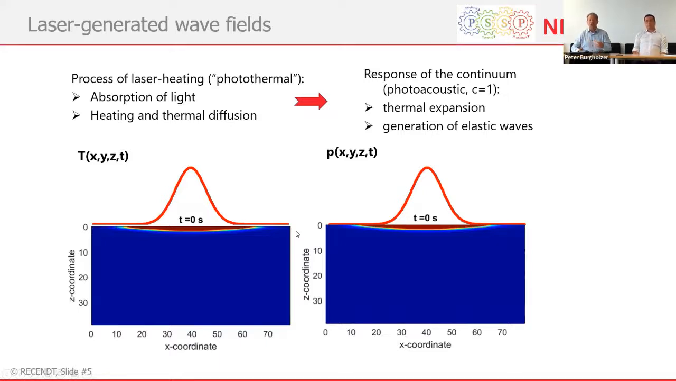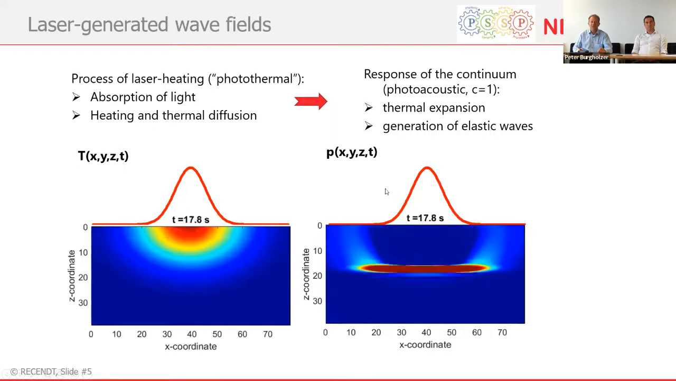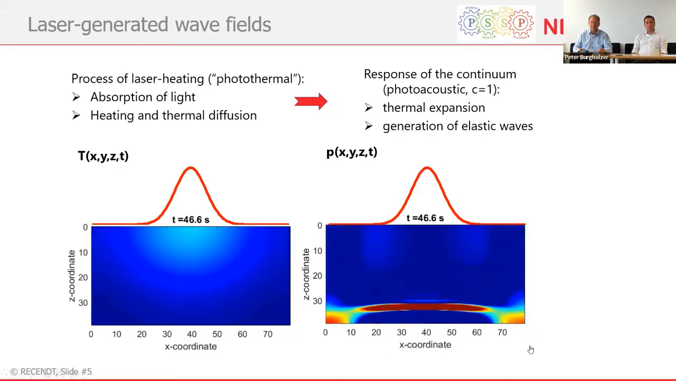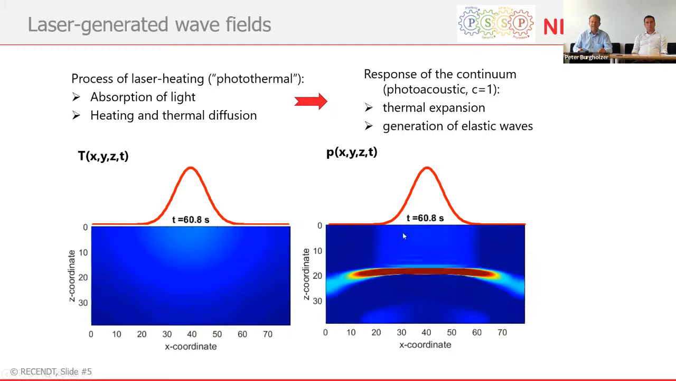Let's see what happens when you have a laser pulse, for instance from a laser pointer, on the surface. The light will be absorbed at the surface. It will be heated and you will get some thermal diffusion into the material. But at the same time, because of the thermal expansion of the surface, you will generate elastic waves, an ultrasound wave. You can see it here. Here's the thermal diffusion, you see the temperature, and here you see the pressure. The elastic wave goes down, is reflected at the back surface and goes back again.